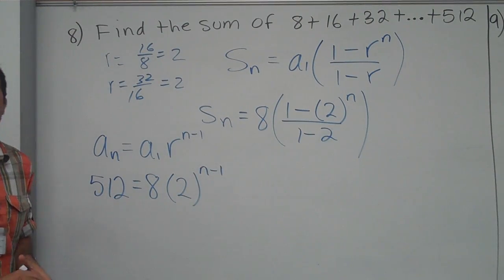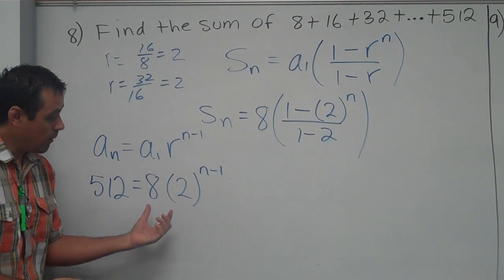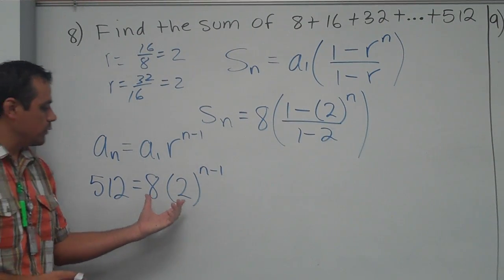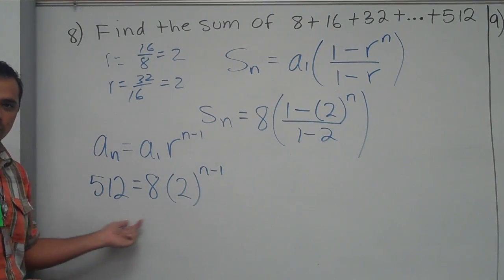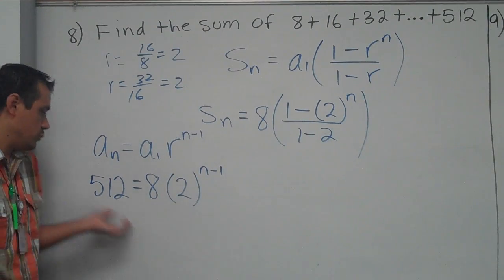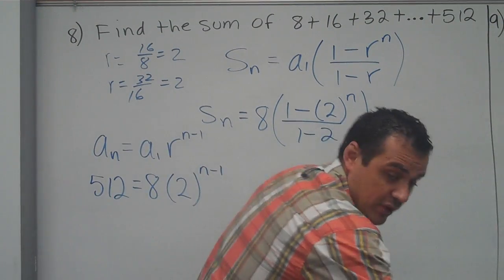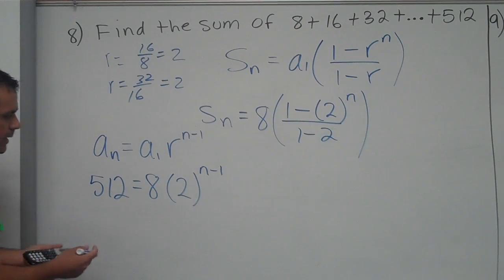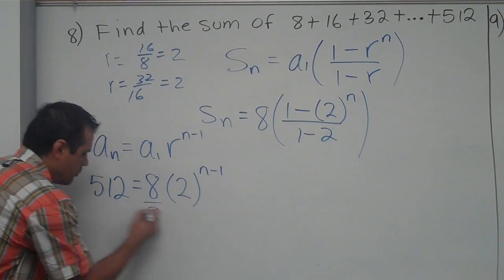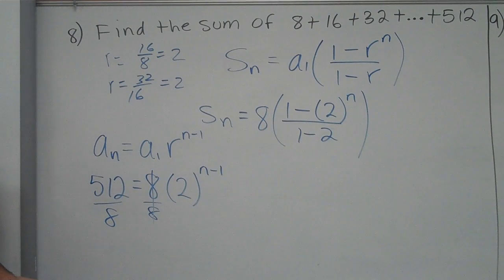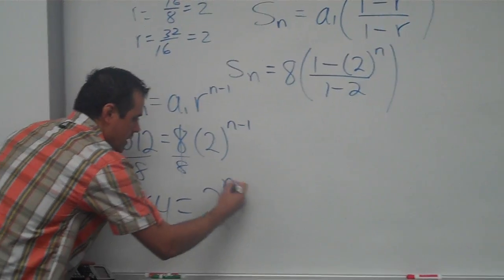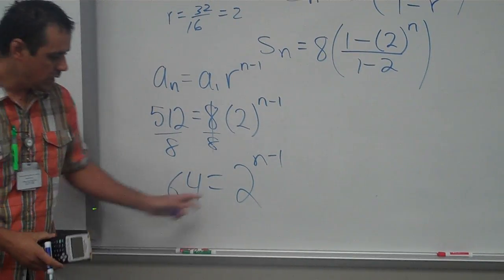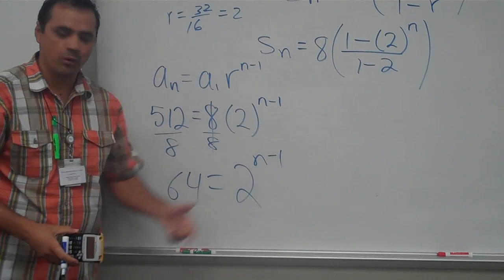Now all we're going to do is a little bit of guess and check here, and figure out what n has to be in order for this side to be equal to that side. So let's do a little bit of simplification first. To make this easier to work with, let's divide both sides by 8. So this guy goes away. We end up with 512 divided by 8, which is 64. So we end up with 64 equals 2 to the n minus 1 power.